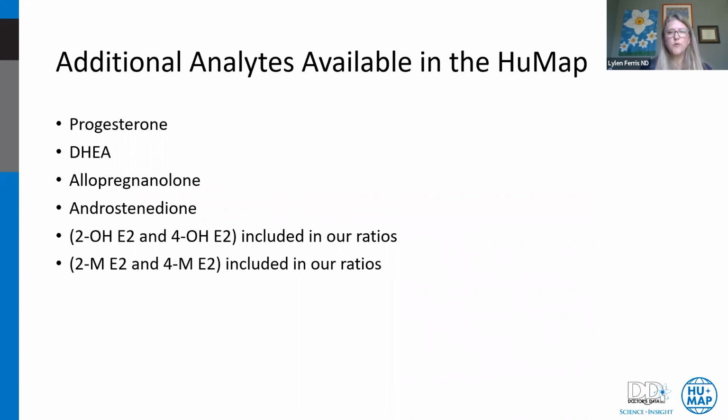Our liquid samples run with LC-MS allow for the testing of metabolites that may not have been available to providers before. Some analytes you'll see with the HuMap that you may not be accustomed to monitoring are progesterone, DHEA, allopregnanolone, androstenedione, and the estradiol pathways: the 2-hydroxy and 4-hydroxy estradiol, as well as 2-methoxy and 4-methoxy estradiol.